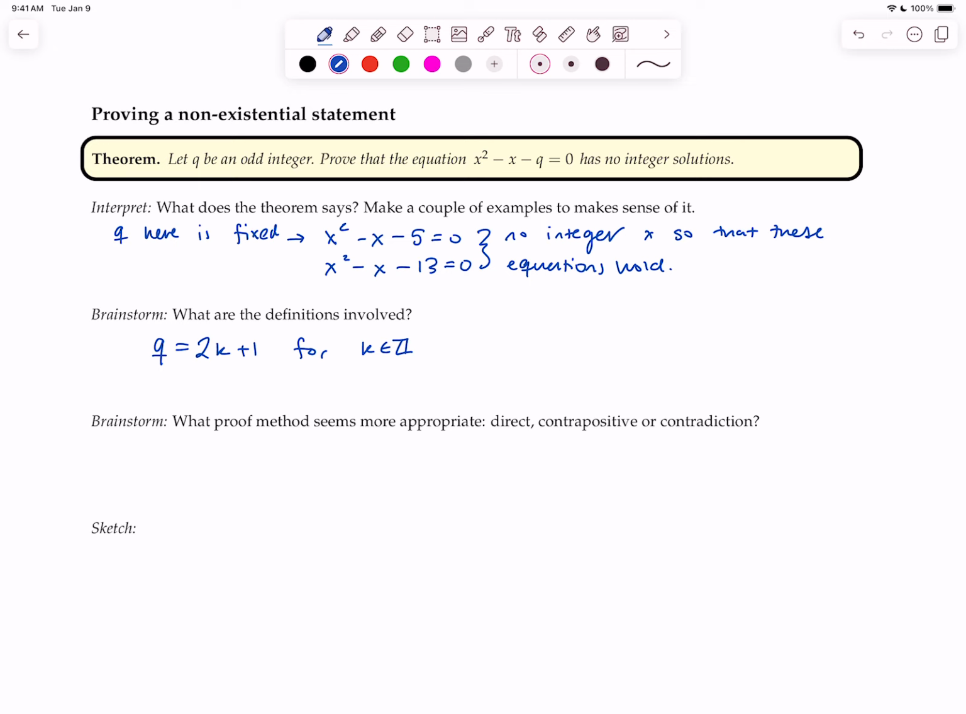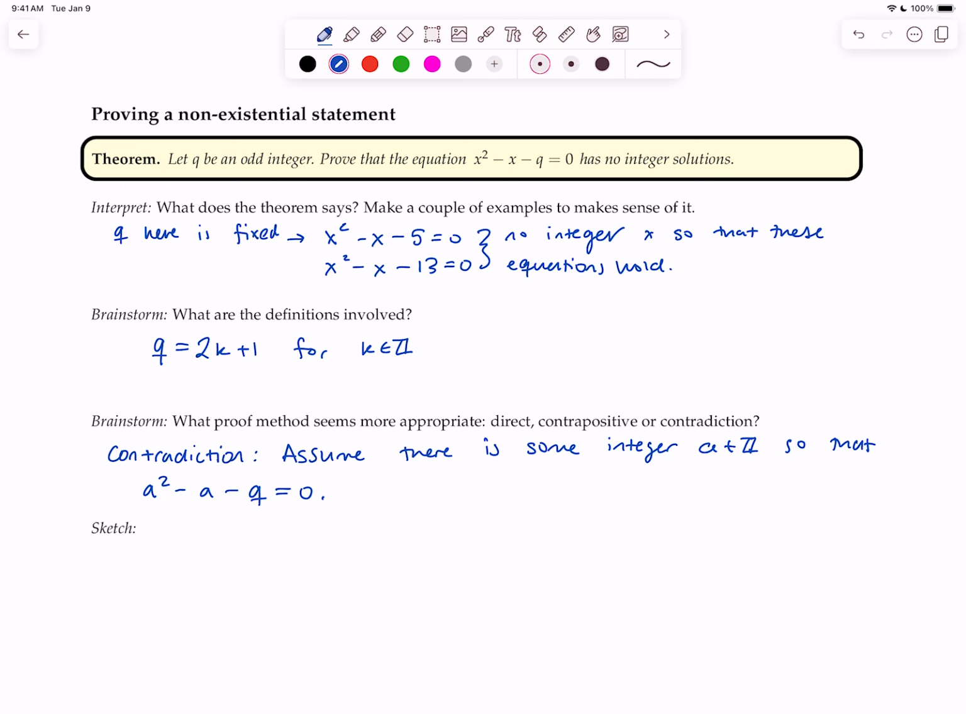I'll tell you right now, if you're trying to prove non-existent statements, the classic choice is contradiction. So you want to assume that the thing does exist. So assume there is some integer a so that it does satisfy this equation. It is a solution, so that a squared minus a minus q is equal to 0. And then we're going to find some problem.